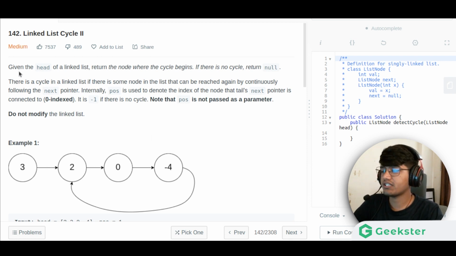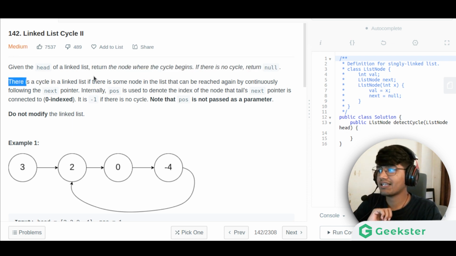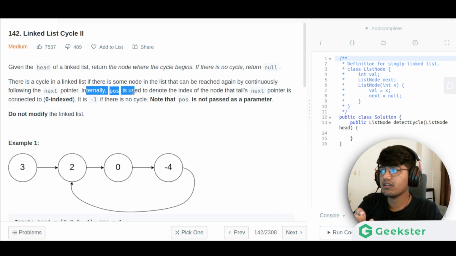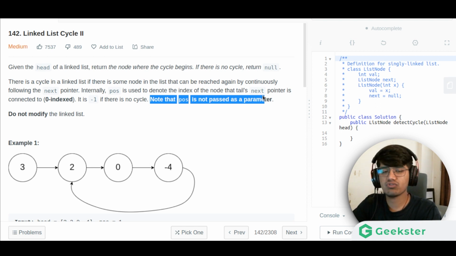So here, just read the description. Given the head of a linked list, return the node where the cycle begins. If there is no cycle, return null. There is a cycle in a linked list if there is some node in the list that can be reached again by continuously following the next pointer. Internally, position is used to denote the index of the node that the tail's next pointer is connected to, 0-indexed. It is -1 if there is no cycle. Note that position is not passed as a parameter, so we need not worry about it; it is used internally.